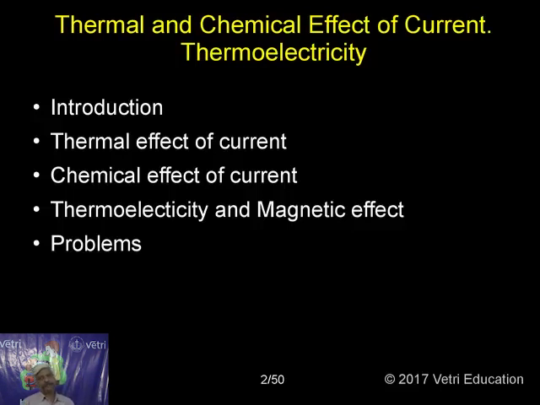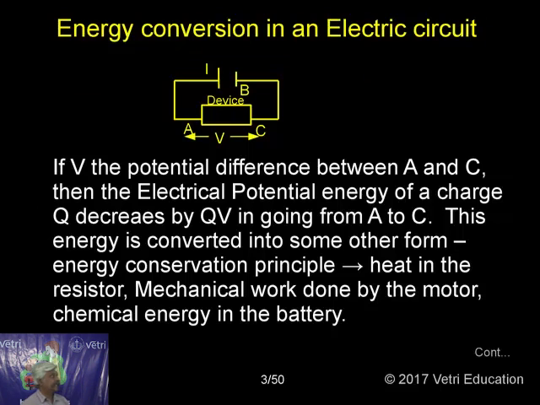So this is the procedure. In this chapter, first we have to discuss the thermal effect of current. What is the thermal effect of current? Whenever there is heat, current can automatically be developed. That is also possible. Why is it happening? The energy conservation in an electrical circuit.